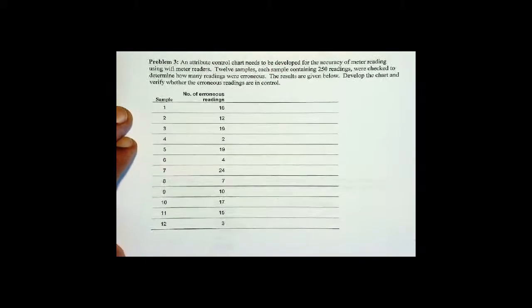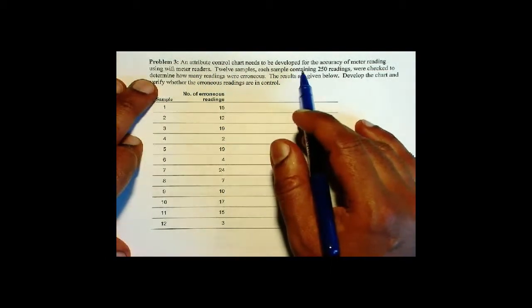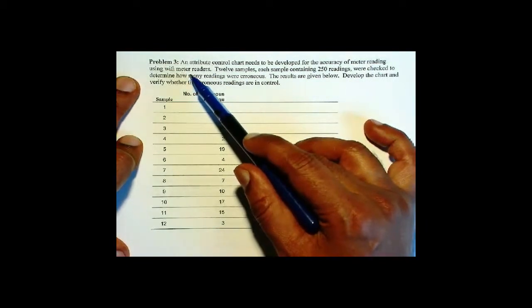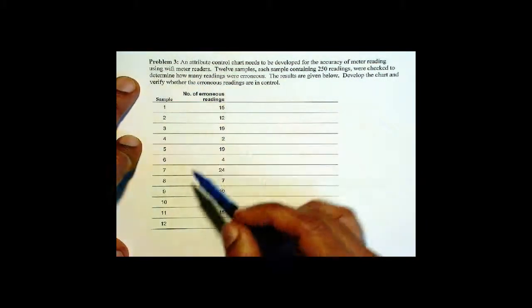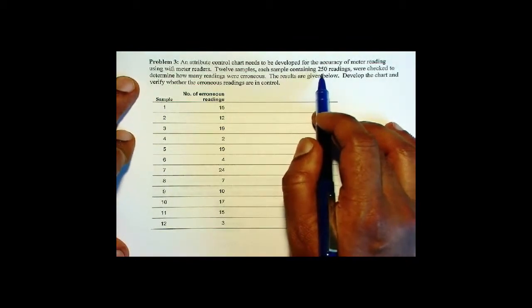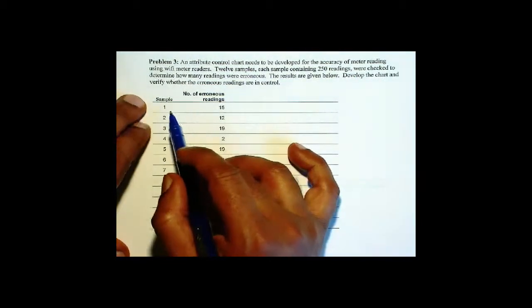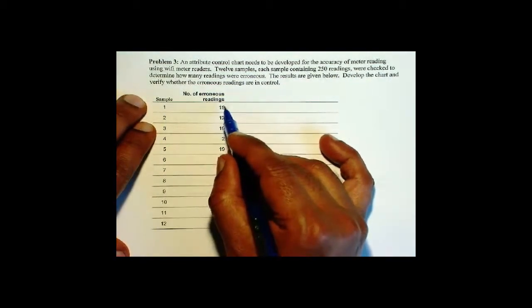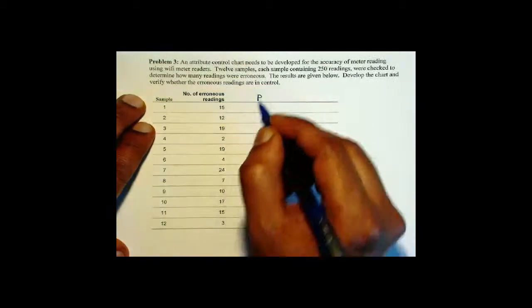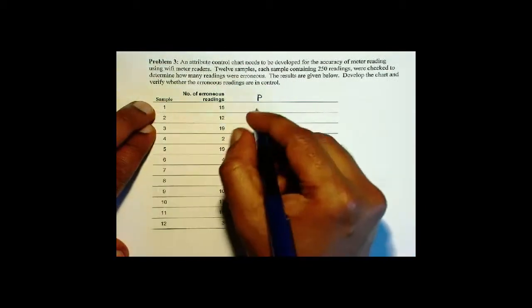So this is a P chart problem. An attribute control chart needs to be developed for the accuracy of meter readings using Wi-Fi meter readers. So 12 samples were taken, each containing 250 readings. And in each sample, how many erroneous readings were there? Okay. So we can compute P for each sample.